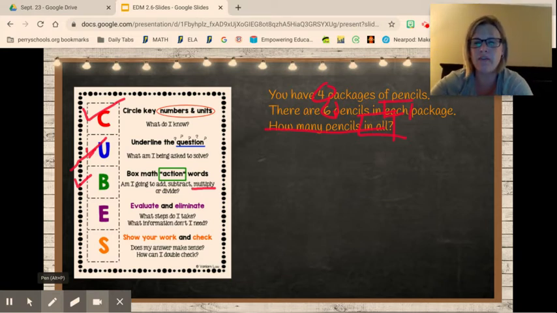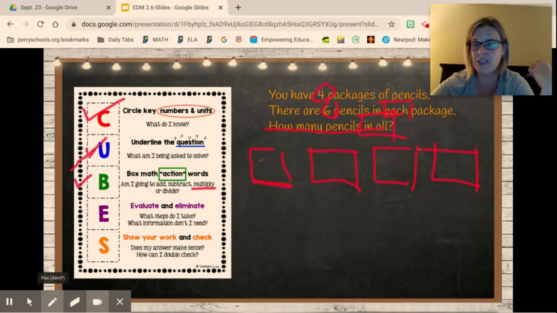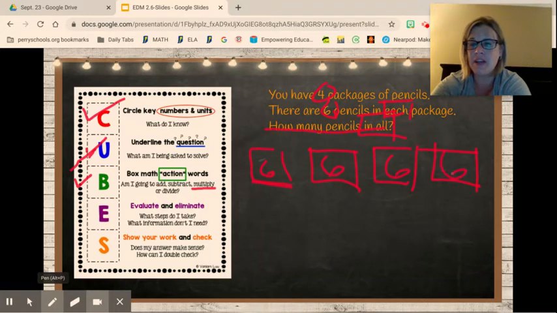It says you have 4 packages of pencils. So I'm just going to draw 4 packages. And then it says there are 6 in each package. So I'm going to just do the number 6. I could draw 6 dots if I wanted to, and then go through and count my dots. But because I know I'm multiplying, I want to be able to use my multiplication number sentence.